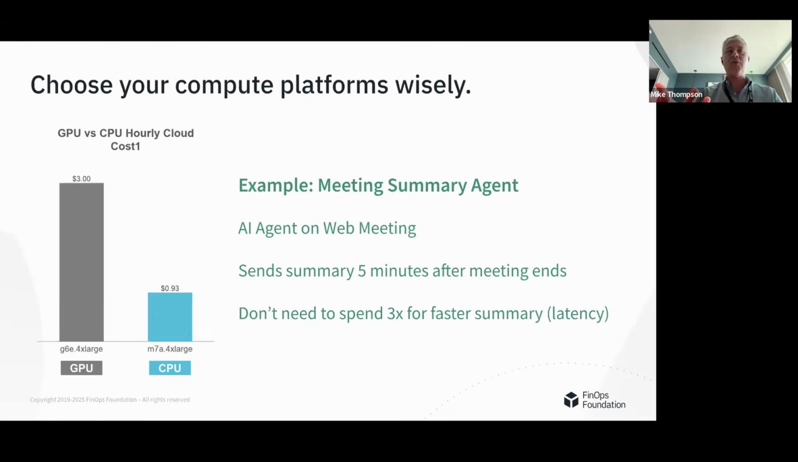So this is one of the other ways that considering the impact of performance on your application can help you save an awful lot of cash. And in the case for AI inference, you really should consider what kind of compute platform you're choosing. In many cases, CPU inference makes a lot of sense. So next slide.